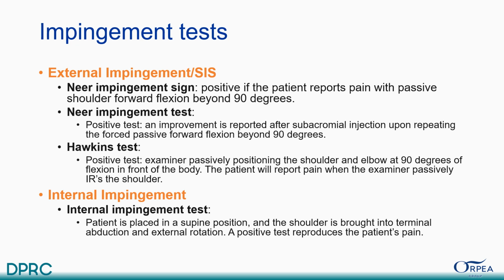Hawkins test is passively positioning the shoulder and elbow in 90 degrees of flexion in front of the body, and when the examiner passively internally rotates the shoulder, the patient complains of pain.